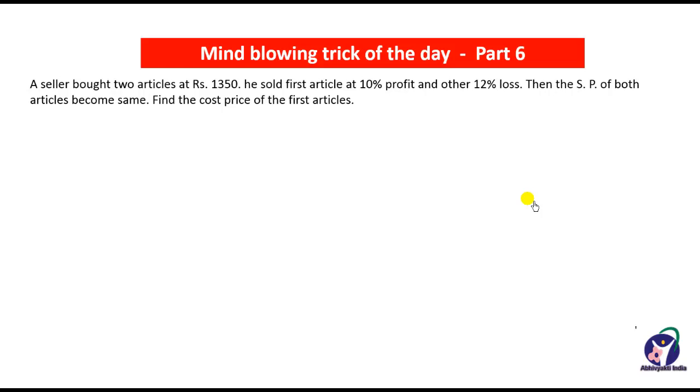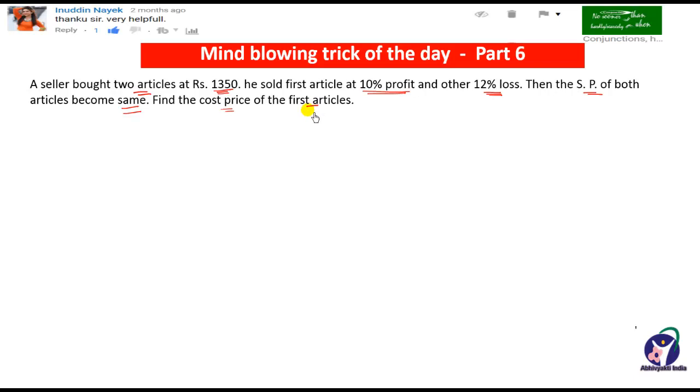Let us start with the first question. The first question is that a seller bought two articles for rupees 1350. He sold the first article at 10% profit and the other at 12% loss. Then the selling price of both the articles becomes the same. Find the cost price of the first article.